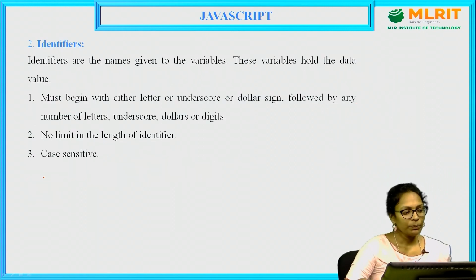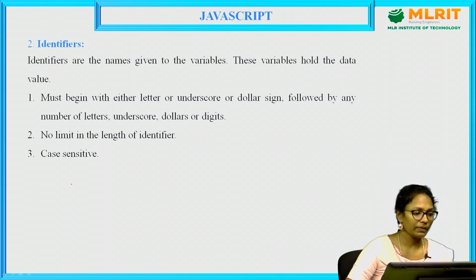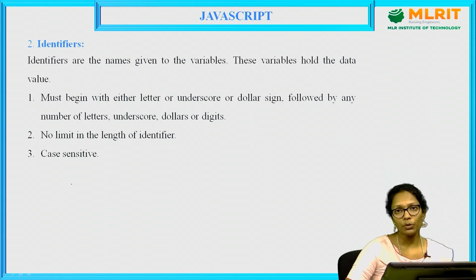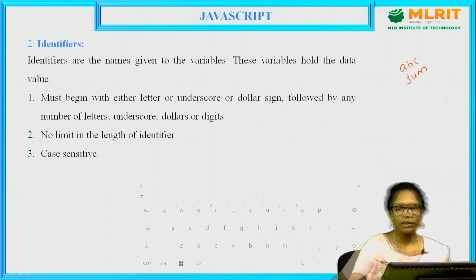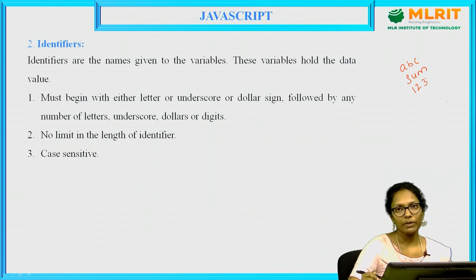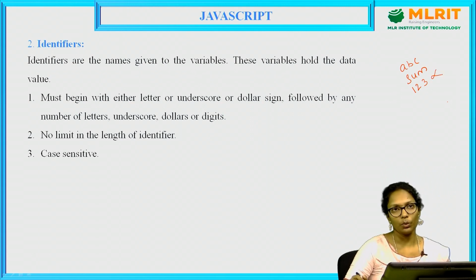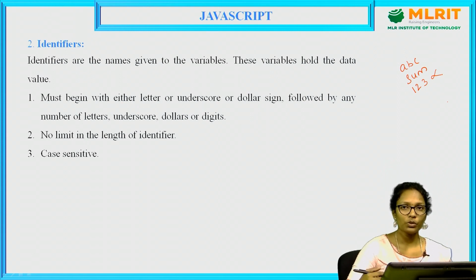So in JavaScript, we have identifiers like in previous or normal programming languages. Identifiers are nothing but names of the variables or names of the functions. For every language, we have some rules and regulations to frame the variable names. For example, in C, I can give A, B, C as my variable name, sum as my variable name, but I cannot give 1, 2, 3 as my variable name. This is not allowed. That means we have some rules. So here also in JavaScript, we need to follow some rules to frame variable names.